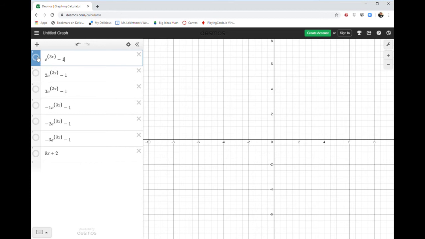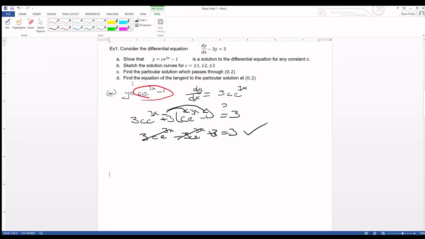Just for completeness' sake, here's c equals plus or minus 1. Unsurprisingly, they're reflections of each other. Plus or minus 2, and plus or minus 3. If you want to graph all of them, here we go. Okay, let's do something more exciting here.